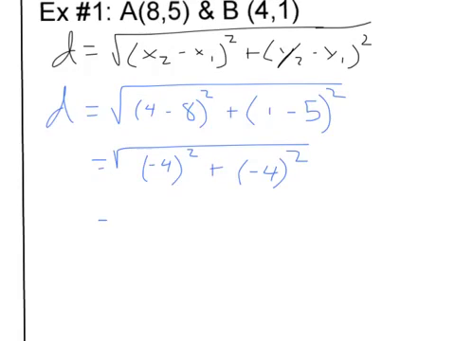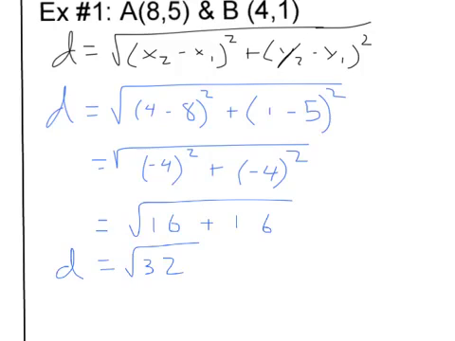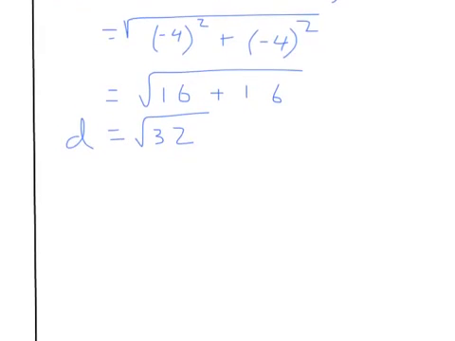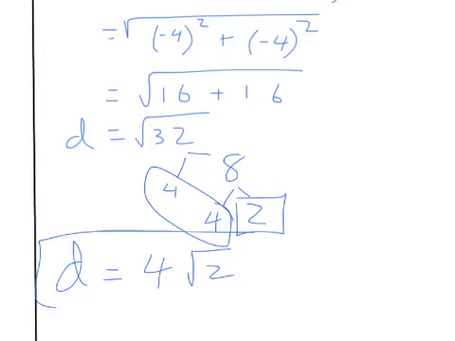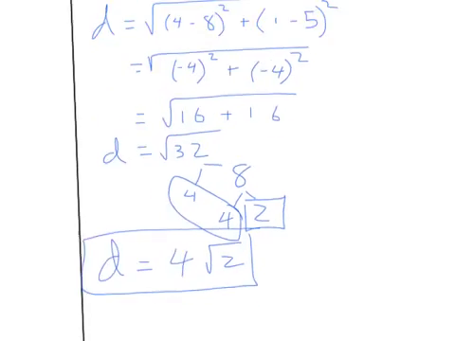Okay. Negative 4 squared is still positive 16, so these are both positive 16, and then we have 16 plus 16, which is 32. And we already learned how to factor this down, so what goes into 32? We got a 4 and an 8, and then another 4 and a 2. Circle my 4, box my 2, so d equals 4 square root 2. Bam. And that's how we use the distance formula.